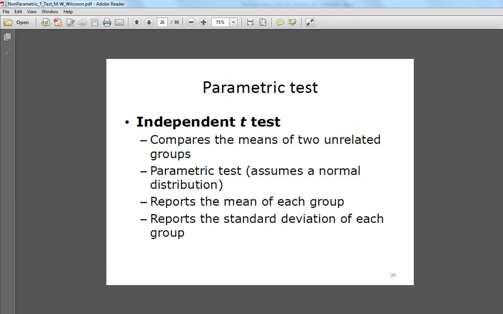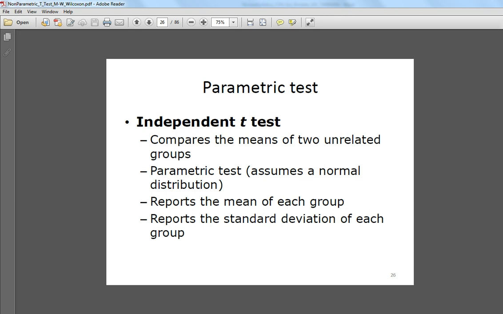Every time you think of a parametric test, it's attached to the concept of the measures of central tendency and measures of dispersion. The measures of central tendency are your mean, median, and mode, but in parametric tests it's usually the mean. And in terms of the measures of dispersion, it typically uses the standard deviation. So that is the key concept of the independent samples t-test.